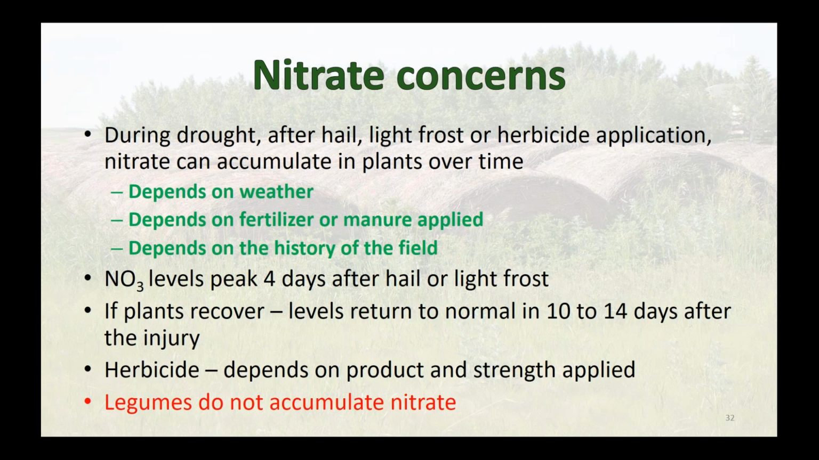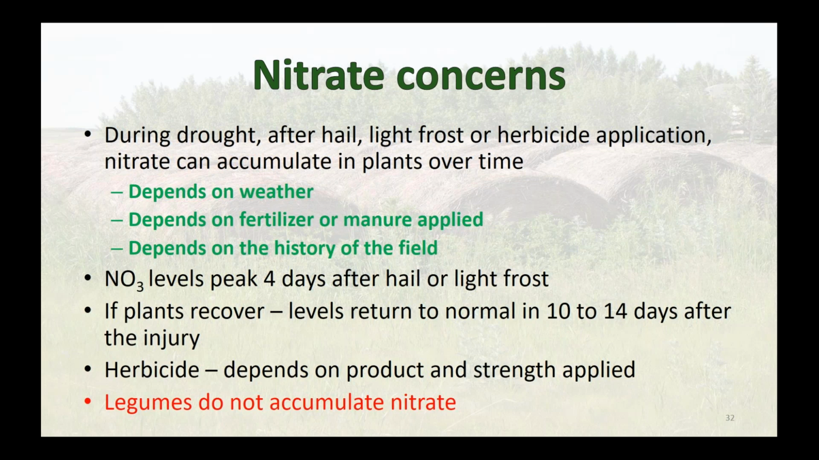Now, nitrate levels will peak 4 days after a light hail or a frost. And basically, the leaves cannot convert the nitrates into protein efficiently, and then you get the increase in content. If plants recover after a hailstorm, levels return to normal roughly 10 to 14 days after the injury. Herbicide application, it depends on the products used, the strength applied, and the weather conditions as well.